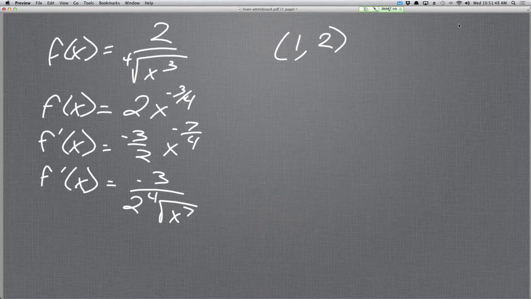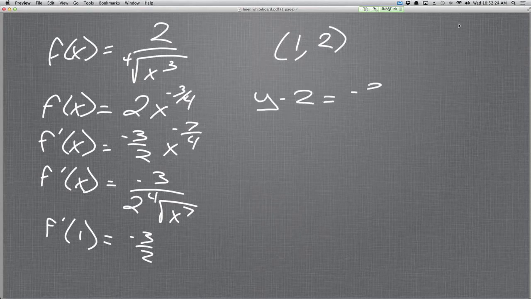There's my derivative. I want the slope though, so what do I need to do to my derivative to get the slope? I need to plug in my x value. So I need my derivative evaluated at 1. So if I plug 1 in, that gives me negative 3/2. So now I'm ready to write my line. What form am I going to use? I'm going to use point slope. So that would be y minus 2 equals my slope, negative 3 halves, x minus 1.